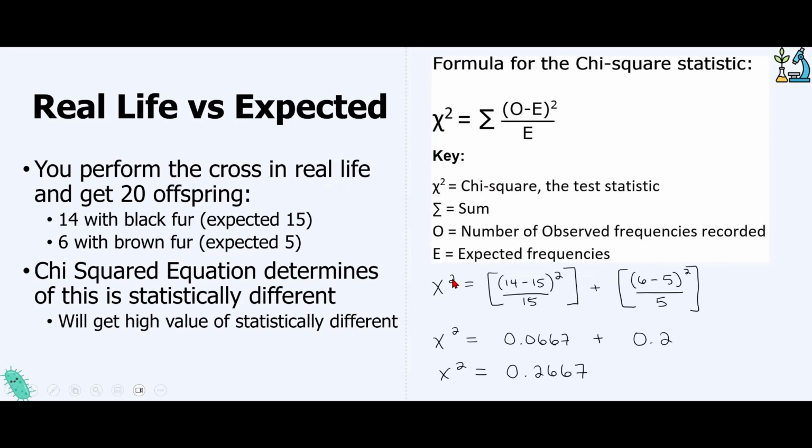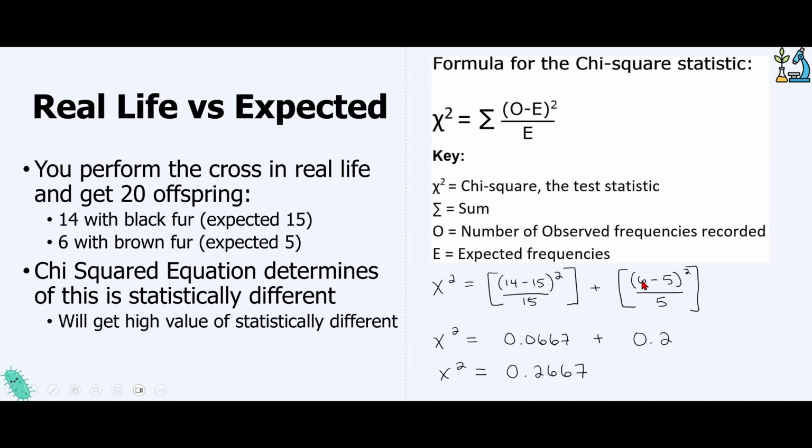So the chi-squared equals, and we would start with the first observation, which is the black fur, and we have 14, which is our observed, minus 15, which is our expected, squared, divided by 15. Remember, you want to do the parentheses first, then square, then divide. And so when you do that, you get 0.0667, and then you would repeat that for the brown fur.